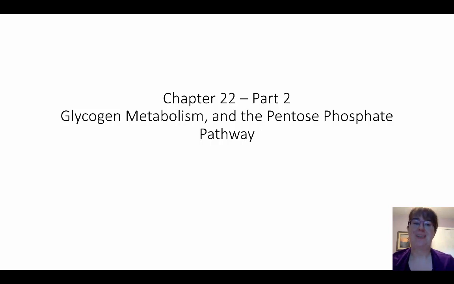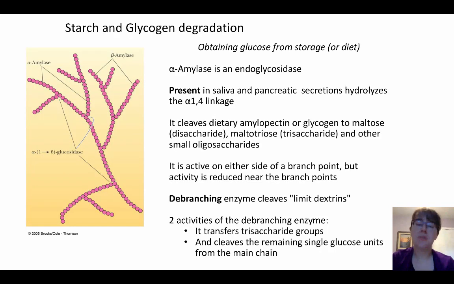So we're going to start with glycogen metabolism. The first place we're actually going to start is with degradation, specifically digestive degradation. This is one of the interesting things about talking about starch and glycogen, which is that we can both make glycogen and degrade glycogen, but we also get starch and glycogen from our diets. So we're going to start with what happens when we eat this.